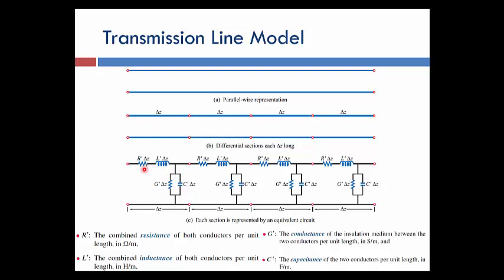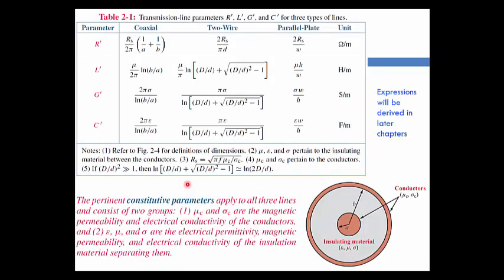The calculation of R dash, L dash, G dash or C dash is different according to the type of the transmission line. According to this table, you could see how we calculate R dash, which is, as we said, resistance per unit length. It's different in coaxial, two wire or parallel plate, and the same for the other parameters.